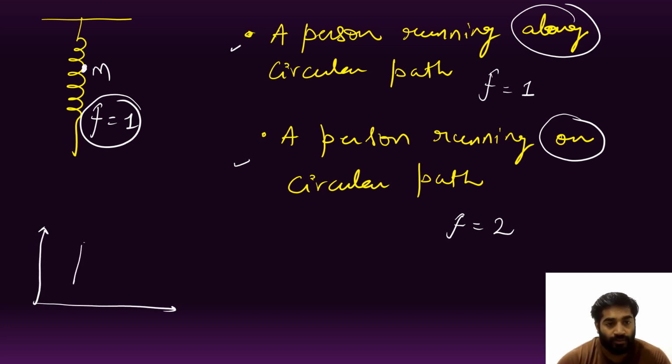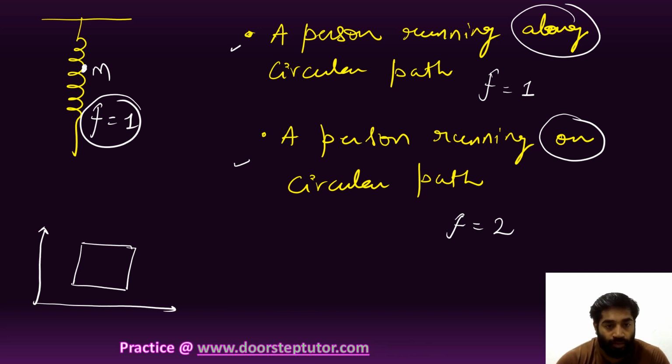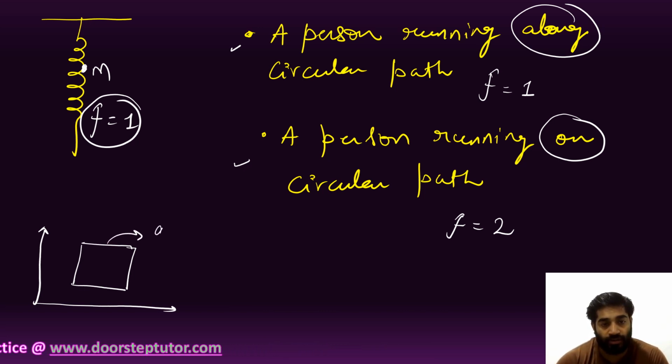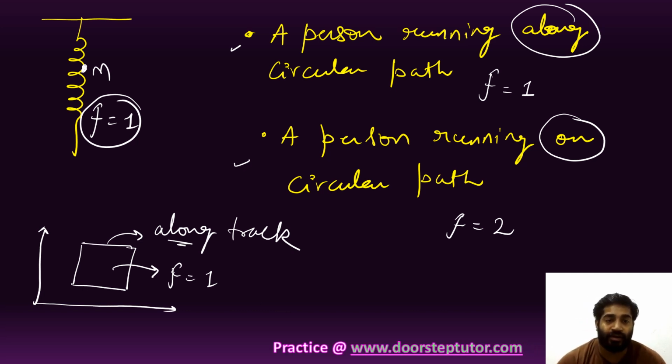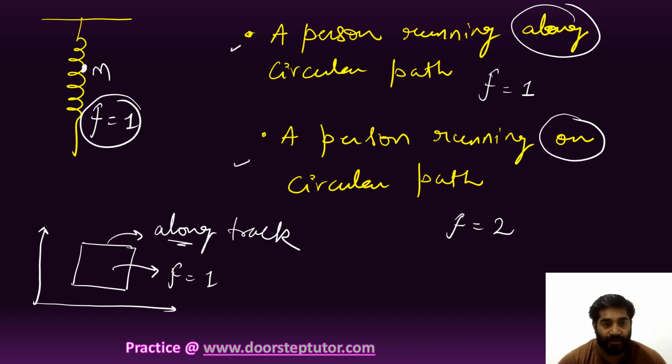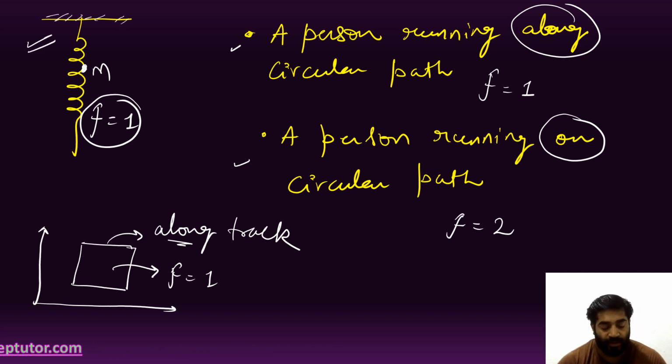Now, suppose the track is in the shape of a square or rectangle. Now if a person moves along the track, then the degree of freedom is 1, because the word along is used. So whenever we see along the road, along the track, along the path, then the degree of freedom will remain 1. In the same way, the word used here is along the spring. So when we see along anything, then the degree of freedom will remain 1.